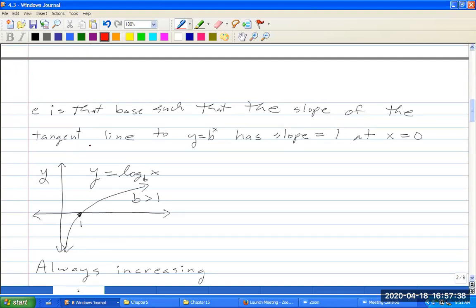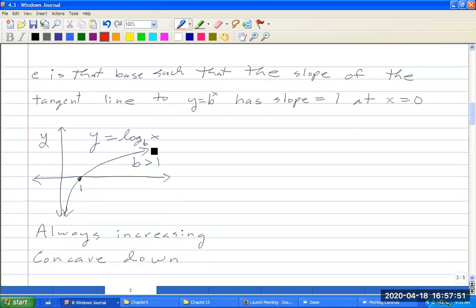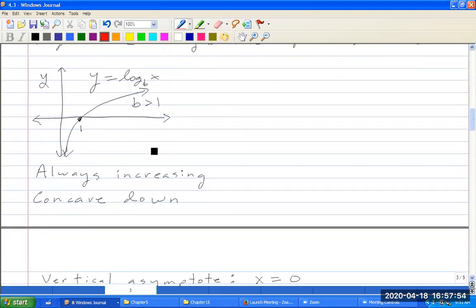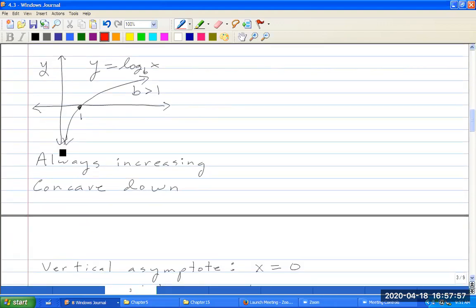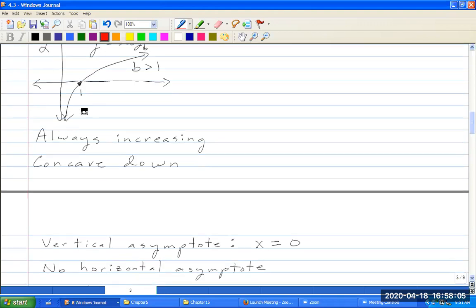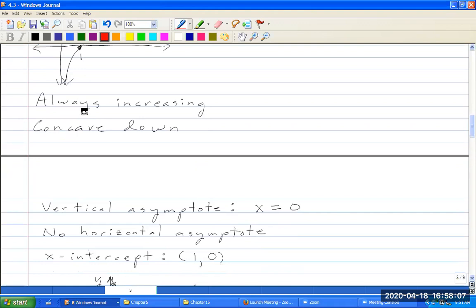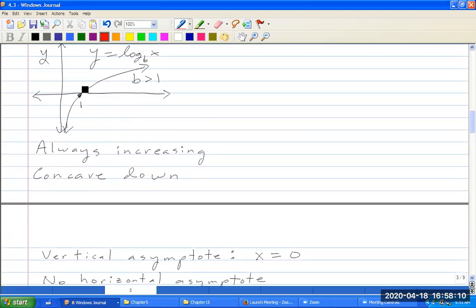If I graph the log of x, suppose b here is greater than 1, then it is always increasing, concave down. It has a vertical asymptote at x equals 0. It has no horizontal asymptote, and it has an x-intercept at 1. Okay. And that's what the graph of the logarithmic function looks like for b greater than 1.